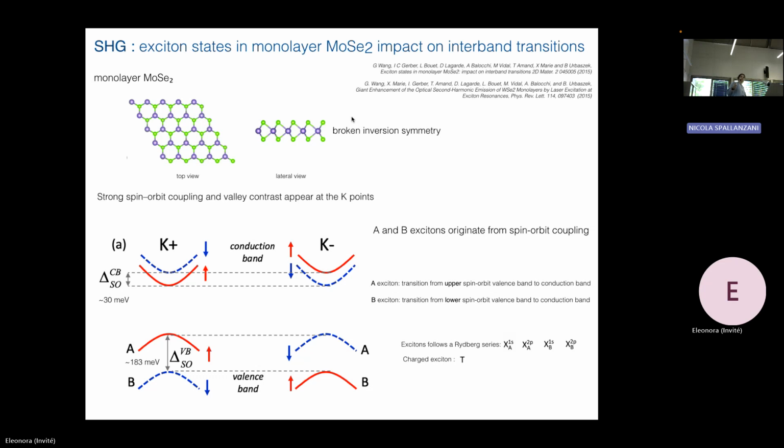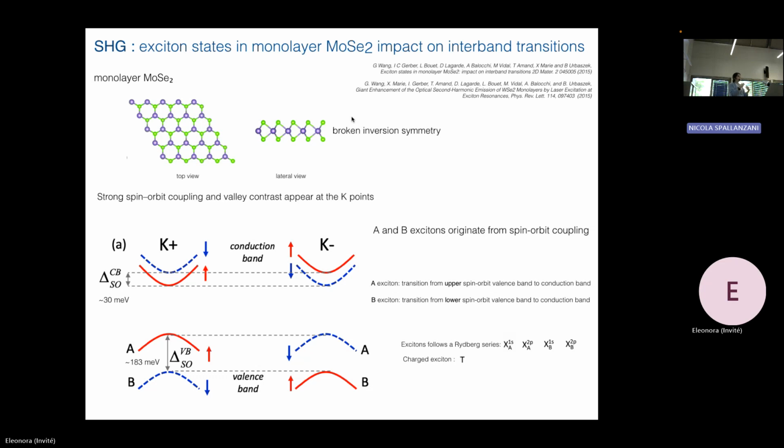You can see that, because of the spin orbit coupling, you have this shift of the bands, and you can have these excitons that are generated because of this coupling. And you have this A exciton, which is really the transition from the upper valence band to the conduction band, and this is the B exciton. Again, I don't want to go into much detail on this.